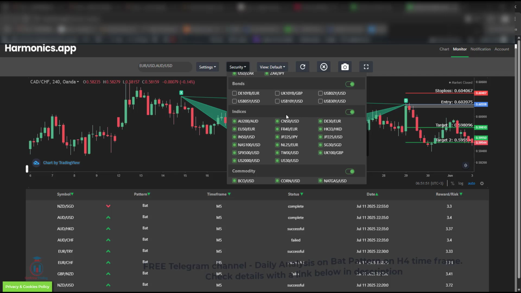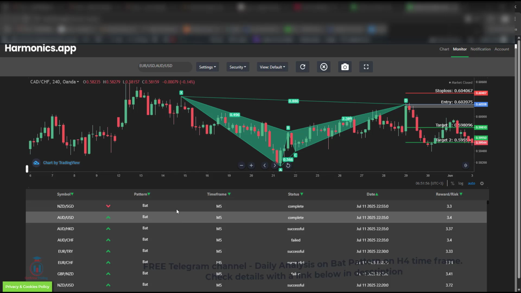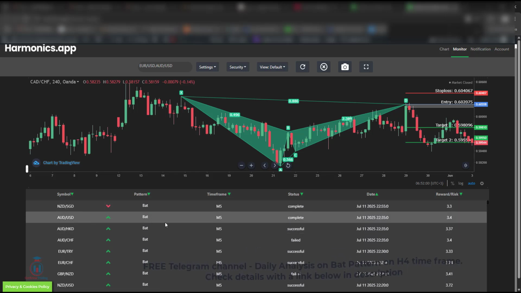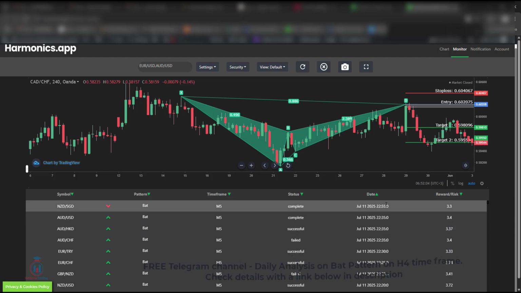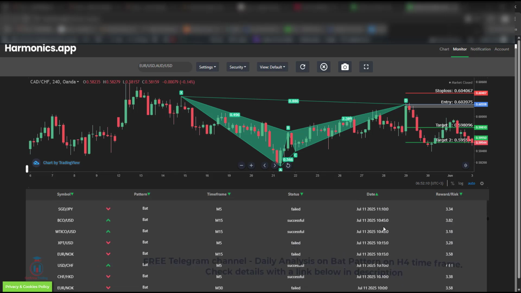I have selected all of them, mostly without the bonds, and then when there is a pattern detected, it will be listed here. I have selected only bat patterns on all time frames, so you can see all symbols are listed here. I have populated them from the last one that has been detected to the oldest one. You can see many of them are populated here.